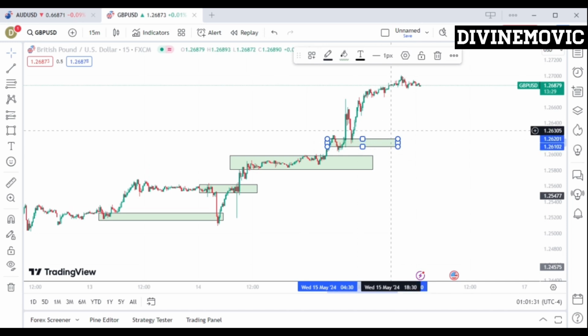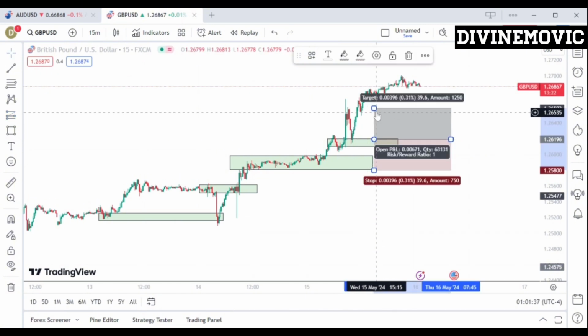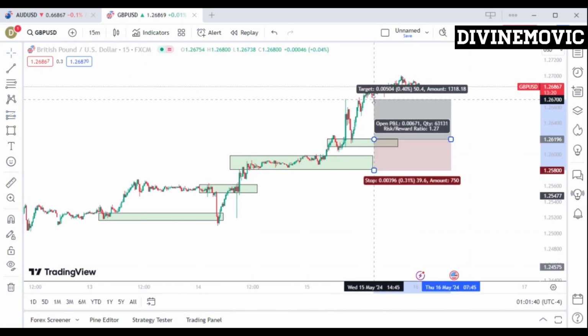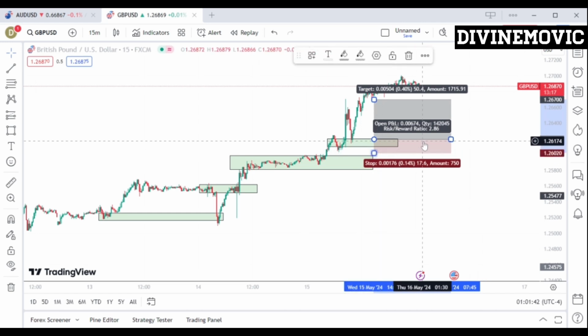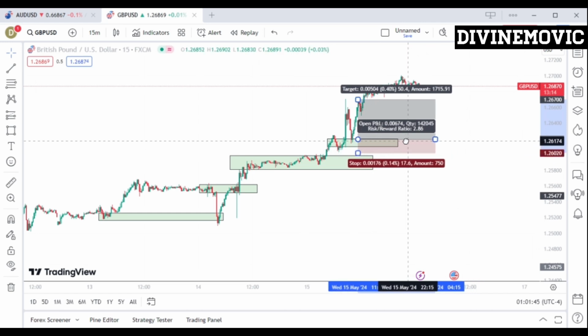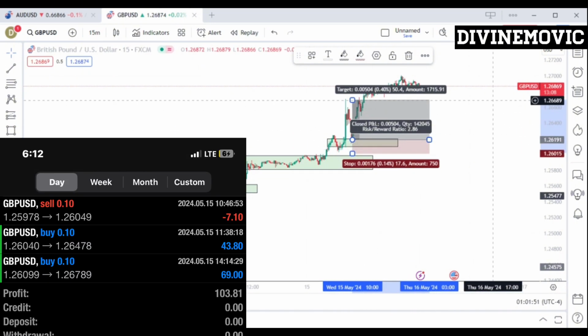This is where I had my entry from. I had my entry from this point and targeted this swing that price created here. So this was the trade I took yesterday that gave me almost 50 pips. You understand? This trade I took yesterday, and I'm going to show that I took this trade by simply attaching the evidence here on this chart.